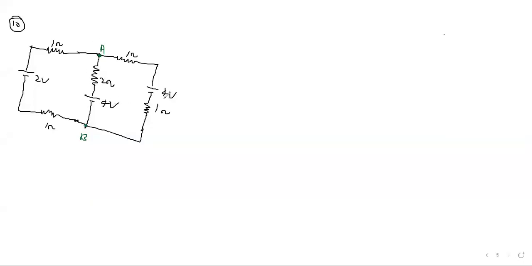So there are two batteries given, equal: 4 volt and also 4 volt. Any one you can choose, there's no problem. If the direction of current comes opposite, we'll get a negative answer. So suppose I'm choosing this branch as the main battery. I said current I starts from here.